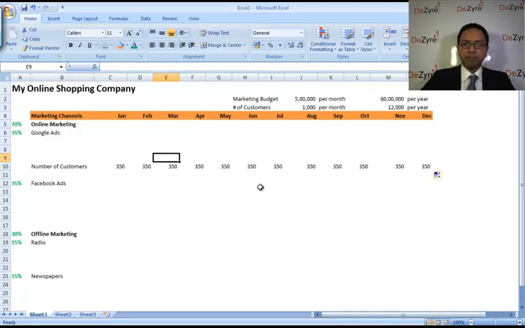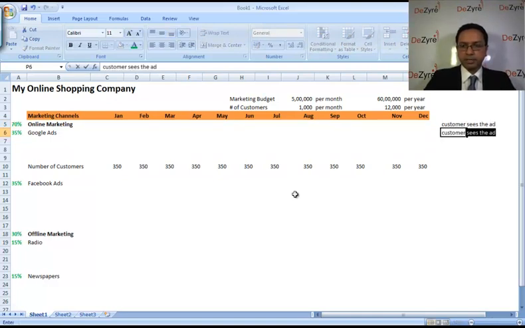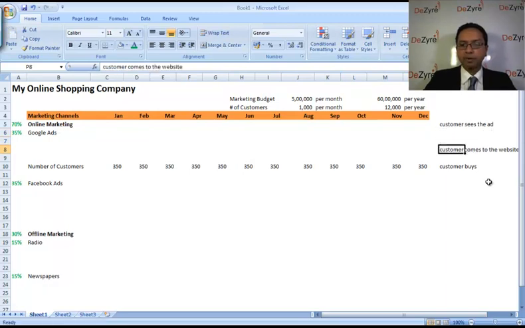So keep in mind that for most marketing processes, typically, 3 steps in the process. What are the 3 steps? Customer sees the ad. All right. Customer comes to the website, and then customer buys. Those are typically 3 stages in any marketing channel. So we need to translate. So essentially this customer buys is the same as this step. 350 people have to buy. What is the next step? Is that how many people come to the website.